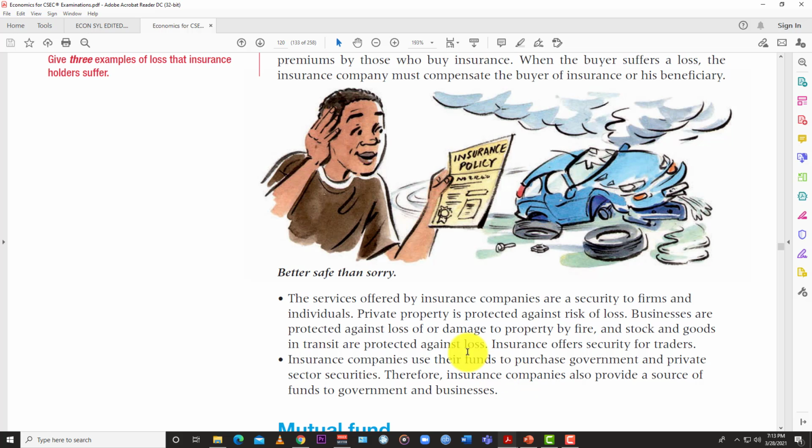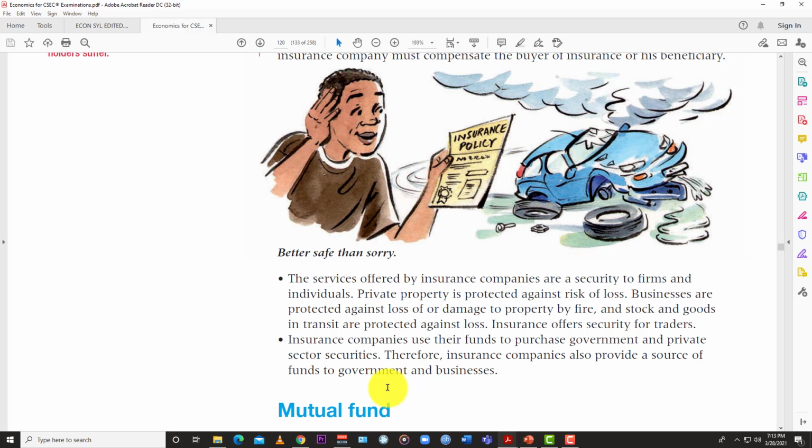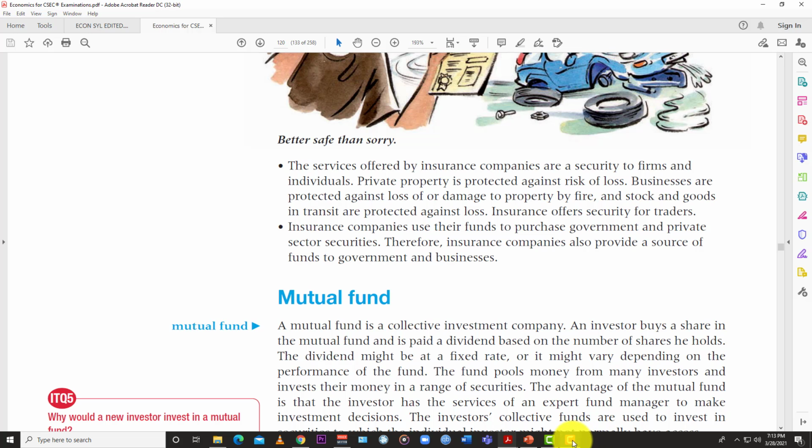Insurance companies use their funds to purchase government and private sector securities. Therefore, insurance companies also provide a source of funds to government and businesses. So insurance companies are there to help you to mitigate risk, to help you to get back on your feet if something happens, if you suffer a loss.